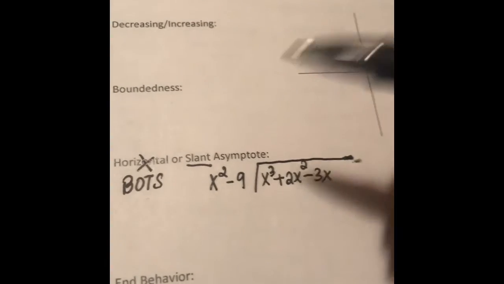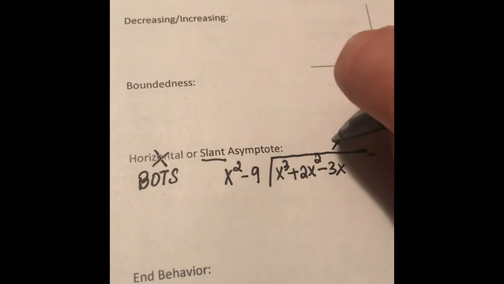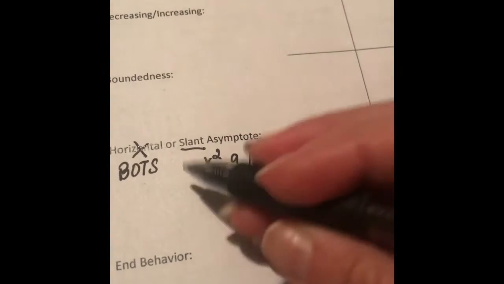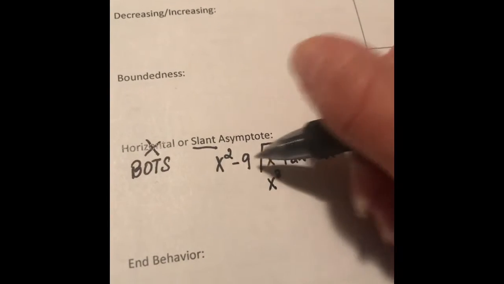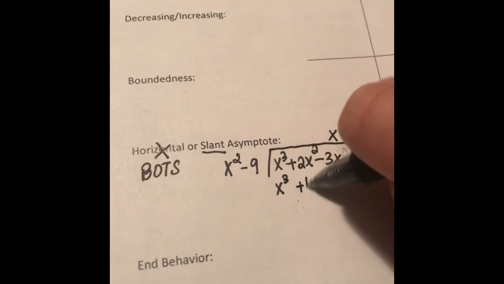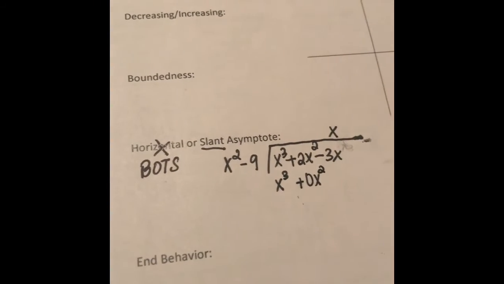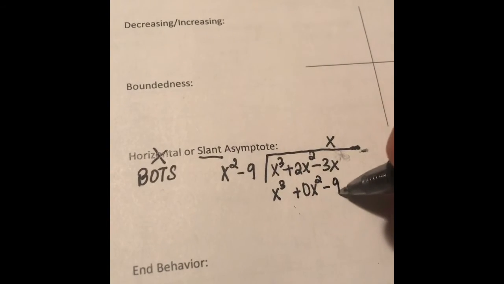So when we do long division, you have to figure out how many times x squared goes into x cubed. Well, that's going to be x amount of times. So x times x squared gives us x cubed. And then x times negative 9 is negative 9x. So I'm going to put a 0 for the x squared spot since there's no x squared. But then we get negative 9x.